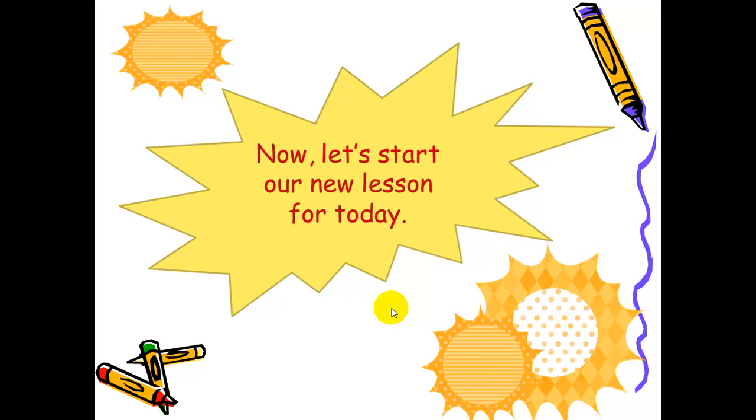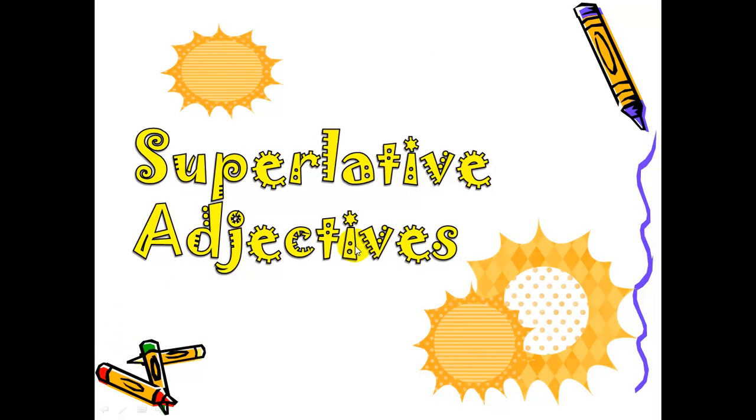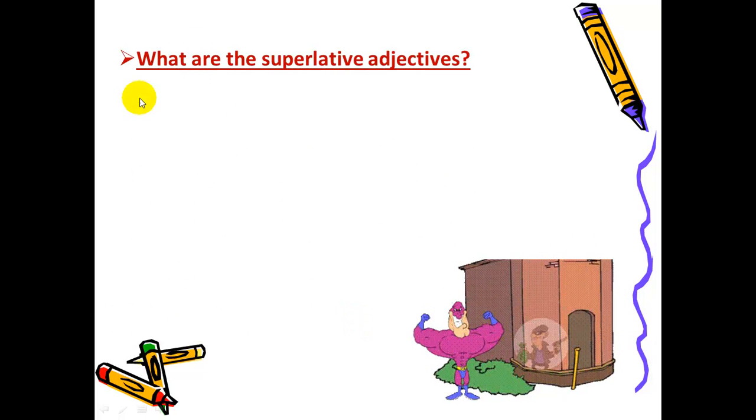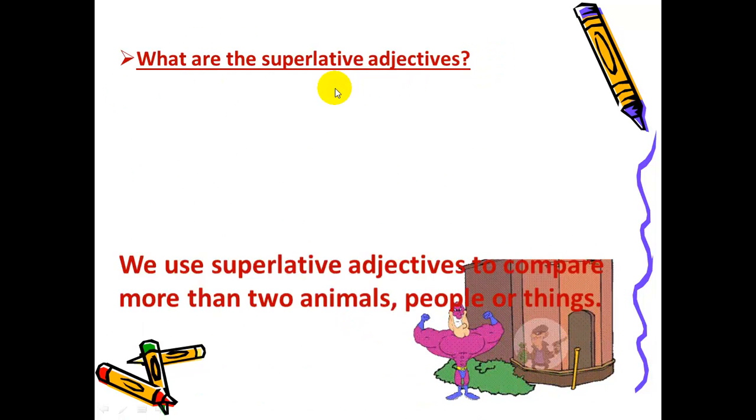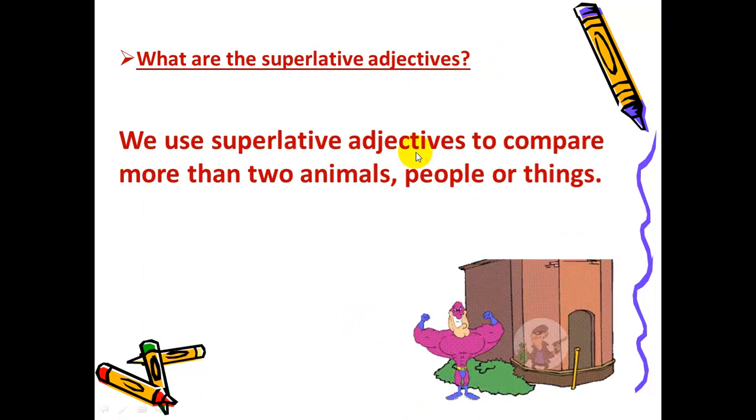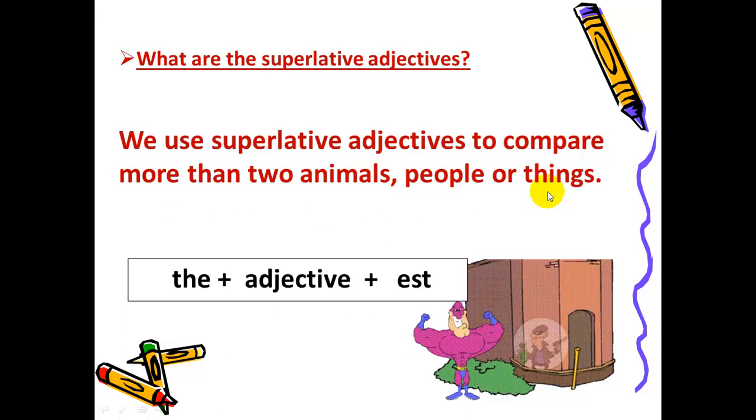Okay, now let's start our lesson for today. We'll talk about superlative adjectives. Okay, what are the superlative adjectives? We use superlative adjectives to compare more than two animals, or more than two people, or more than two things.